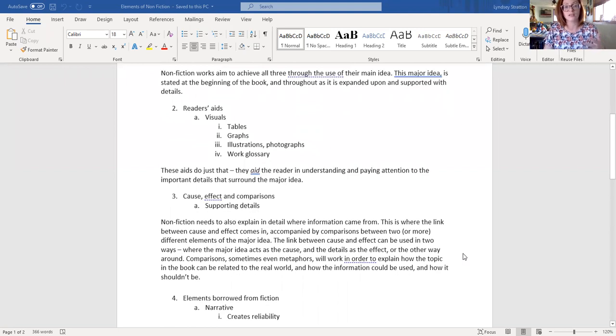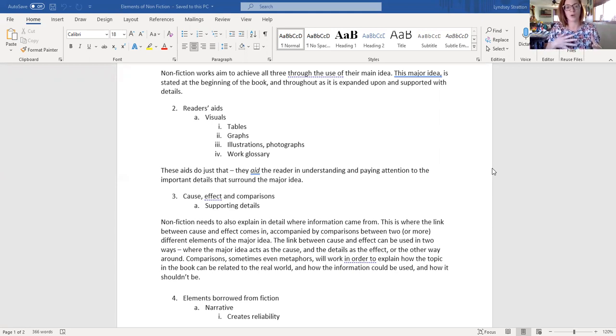Okay, anyway, so these aids are just aiding the reader in their understanding and paying attention, in seeing and visualizing and truly developing their understanding of these ideas related to that major idea, okay? The next thing is going to be cause, effect, and comparisons for supporting details. Nonfiction needs to explain where all this information is coming from. It has to come from somewhere. Otherwise, it would be fiction if it was made up.